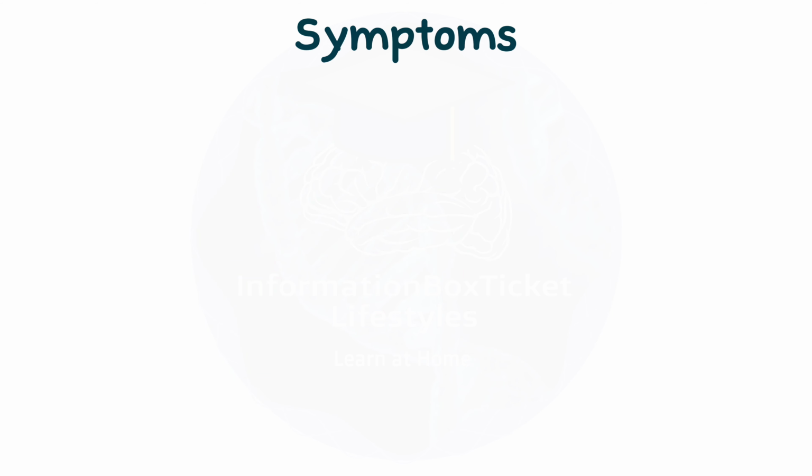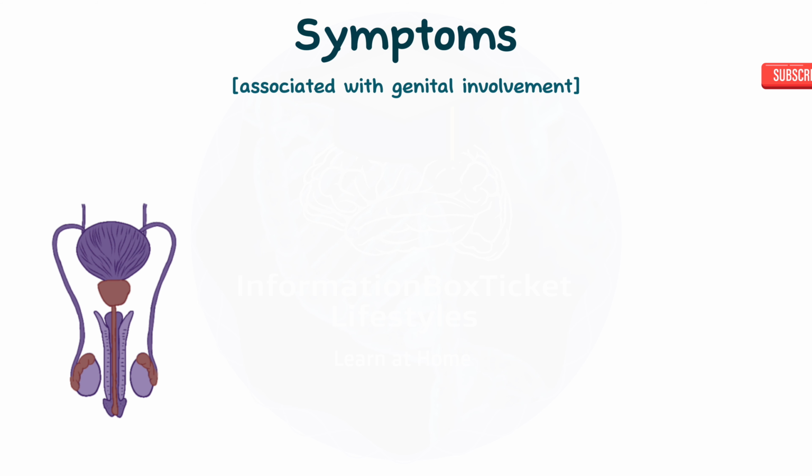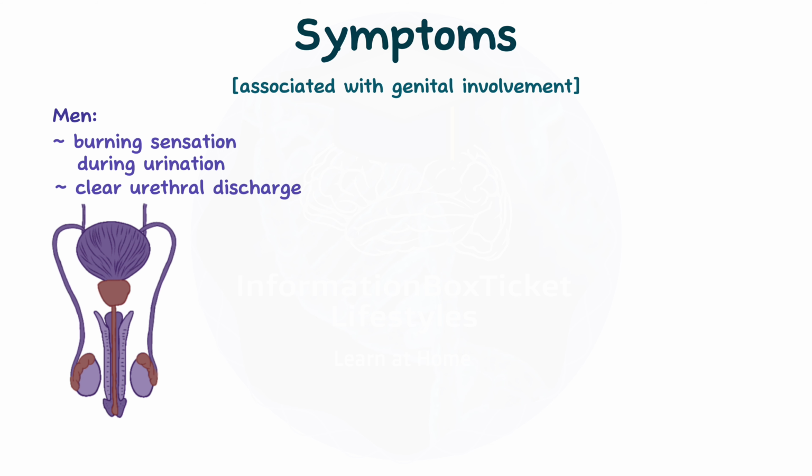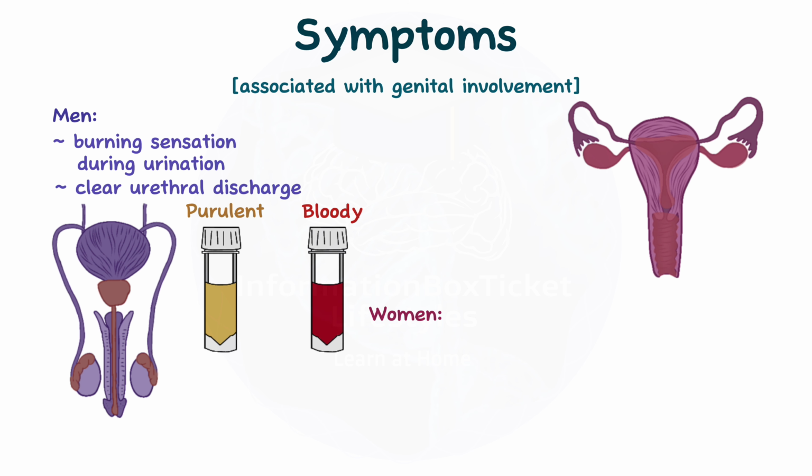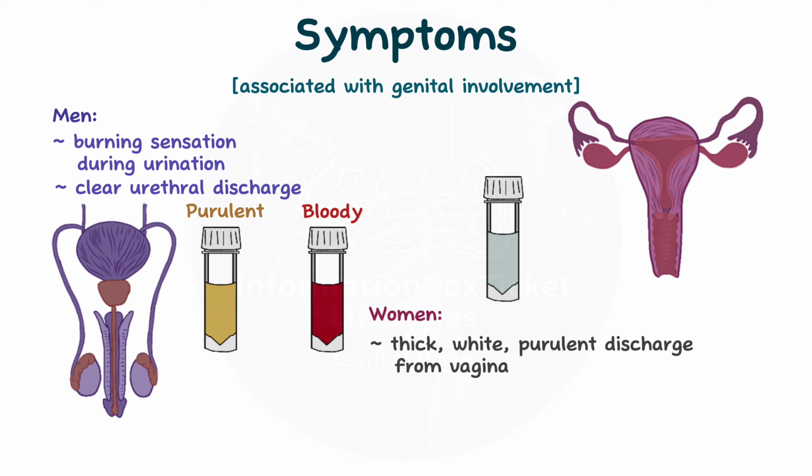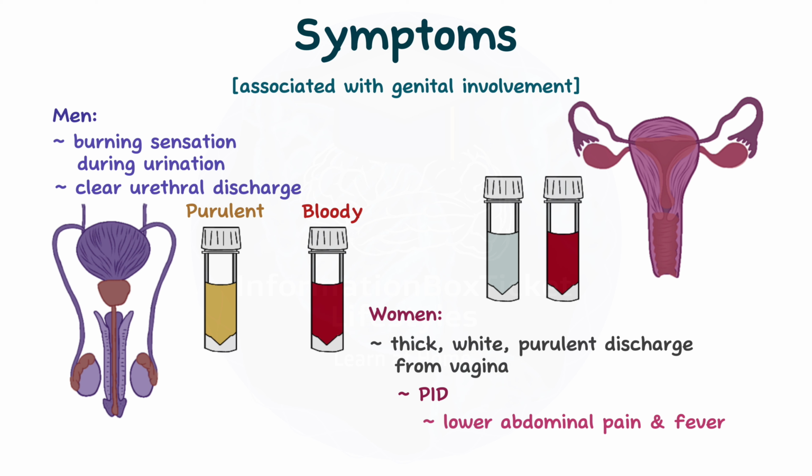The first symptoms of a Neisseria gonorrhoeae infection are typically associated with genital involvement. In men, symptoms may include a burning sensation during urination and a clear urethral discharge that can become purulent and even bloody. In women, there is often a thick, white, purulent discharge from the vagina or urethra, which may also occasionally become bloody. If the infection advances to pelvic inflammatory disease, PID, symptoms can include lower abdominal pain and fever.